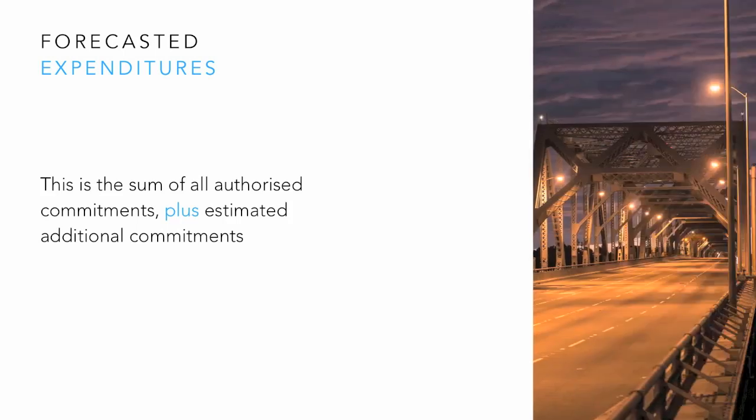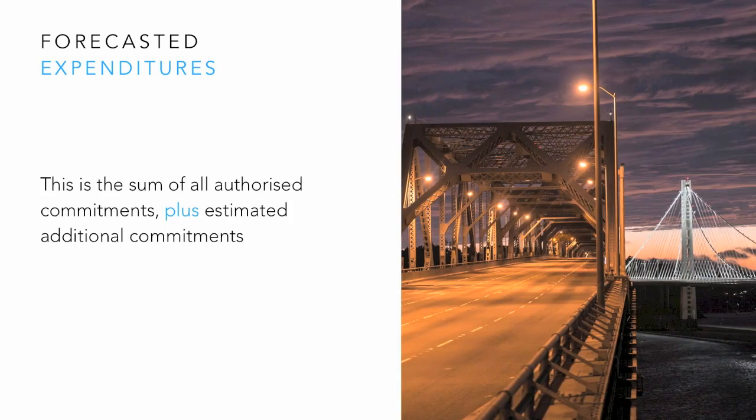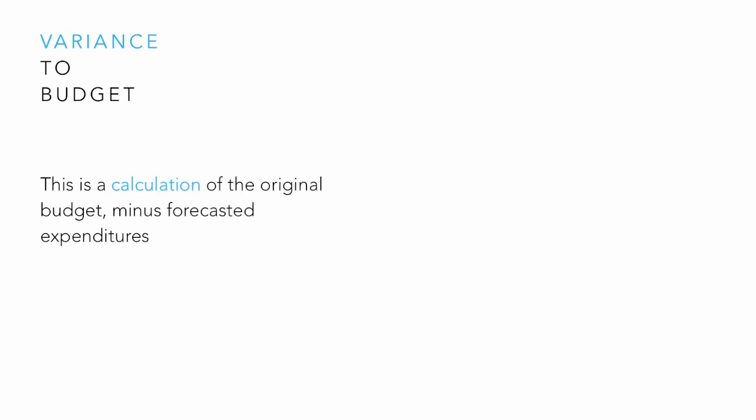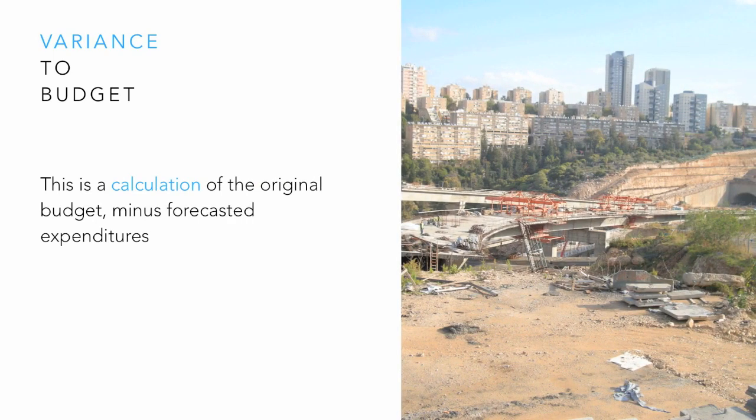Forecasted expenditures. This is the sum of all authorized commitments plus estimated additional commitments. Variance to budget. This is a calculation of the original budget minus forecasted expenditures. This calculation should be done for all budget line items, as well as total project cost roll-up. You should analyze all cost variances, positive or negative, and implement an appropriate corrective action.